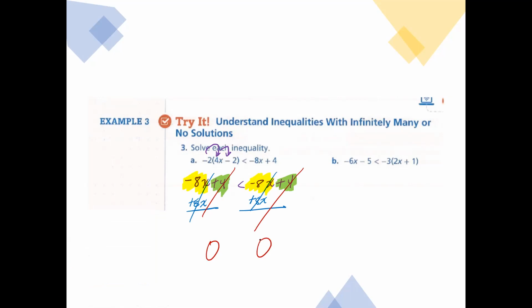So in this situation, your answer is going to be infinitely many solutions because they're exactly the same on both sides. And the reason for that is because if you go ahead and plug in a number for x, regardless of what number that's going to be, the left side is always going to equal the right side.